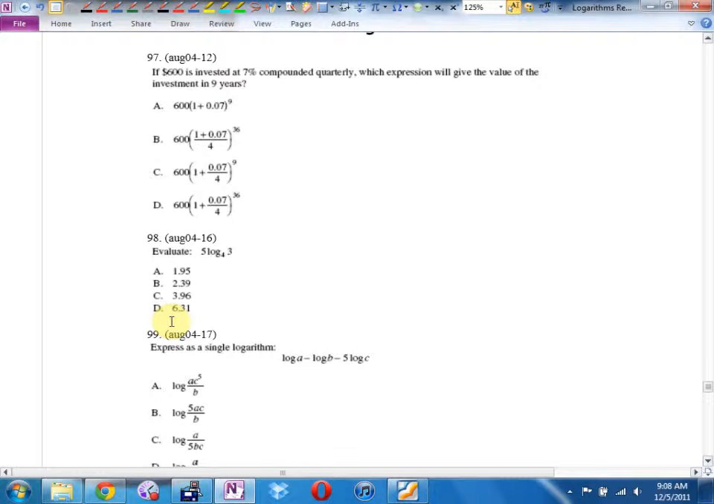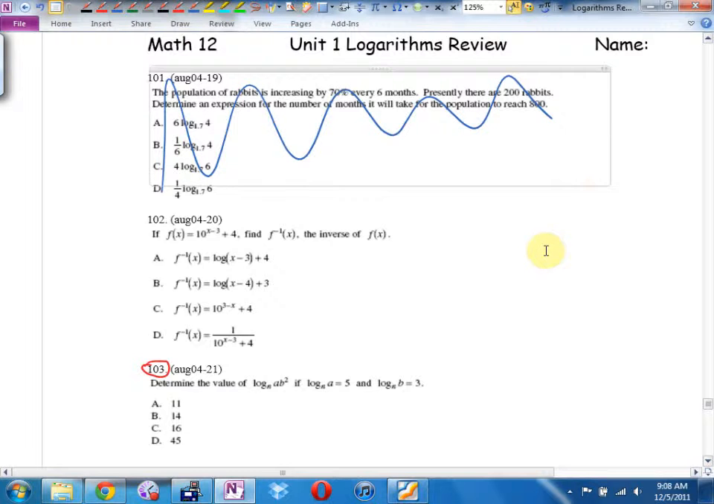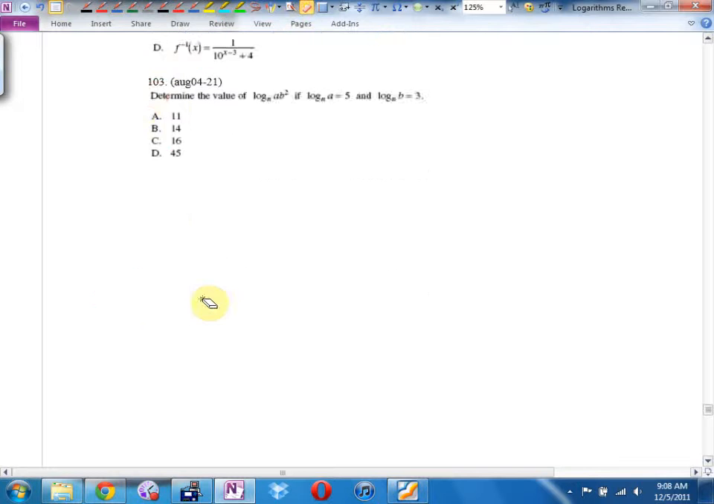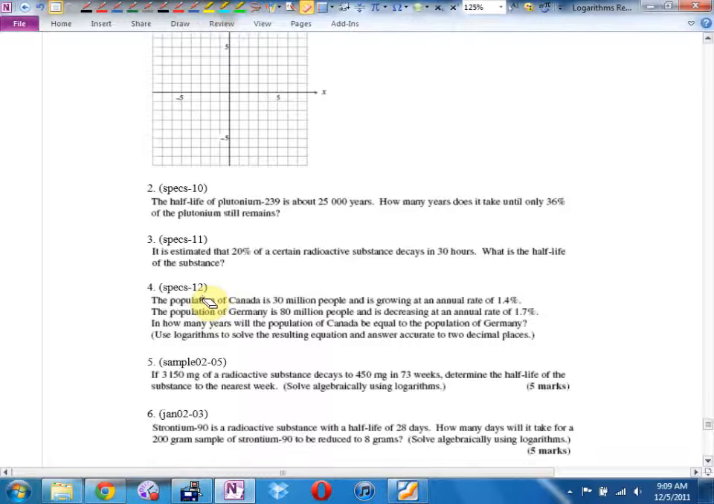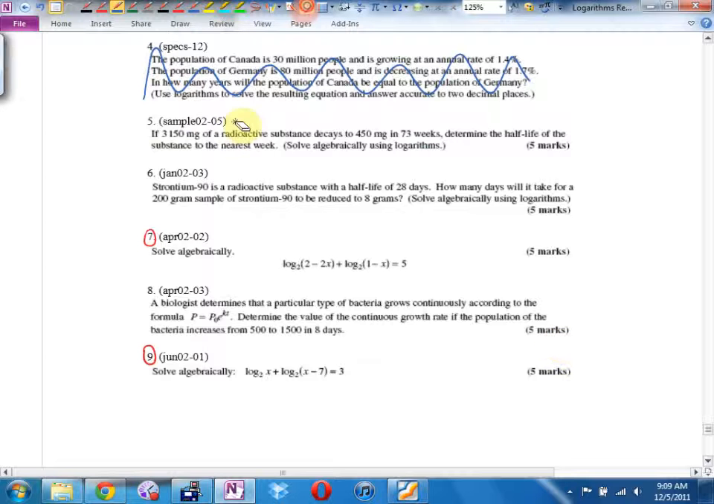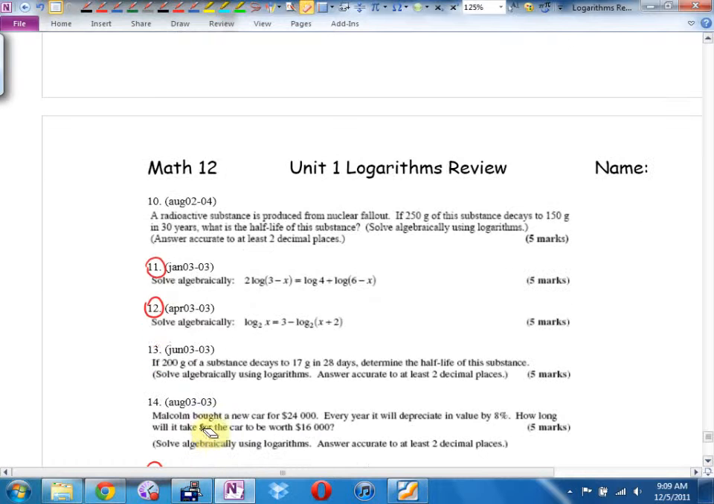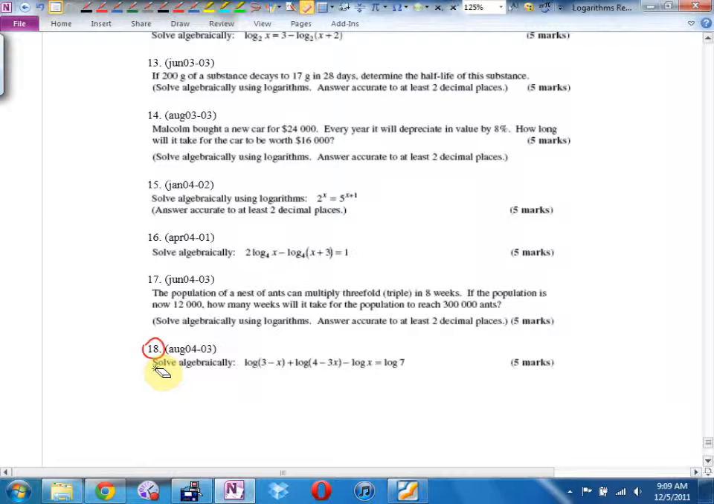Yeah, you can nuke number 101. Don't do me any favors. Okay. You can nuke on the written section number 4. Yeah, those are the 4 questions that you can ignore.